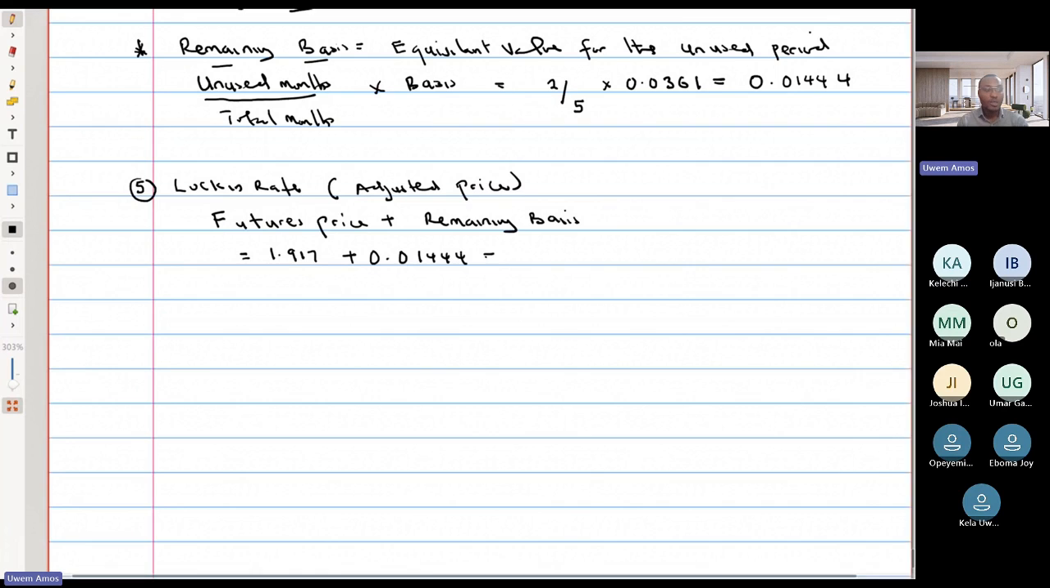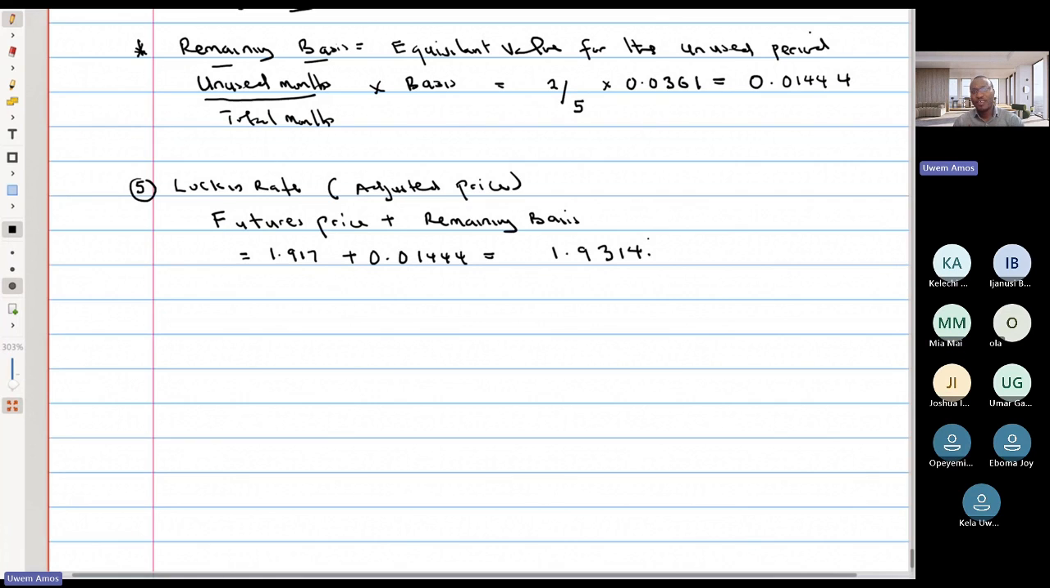So what do we have as our locking rate? 1.917 plus 0.0144. Okay, so that is 1.9314. So that is our locking rate.